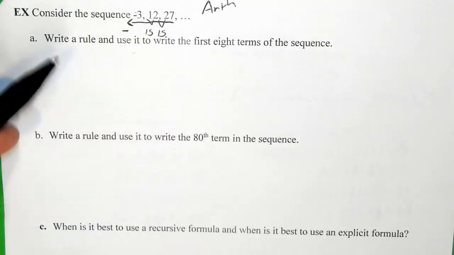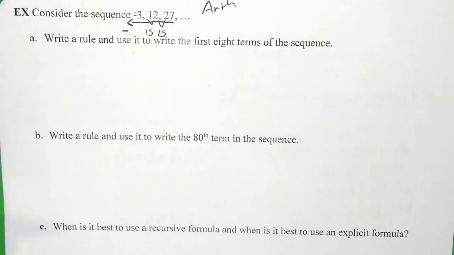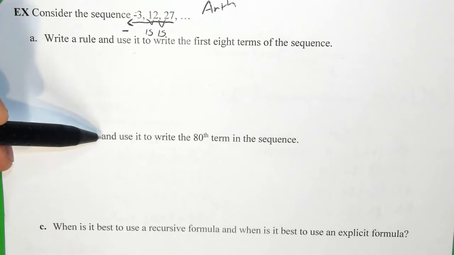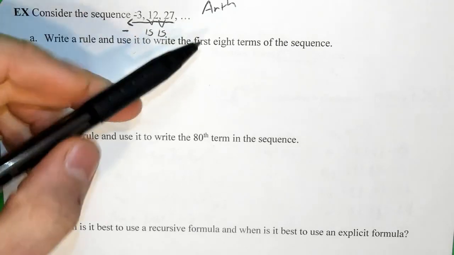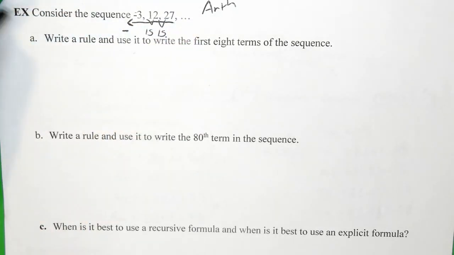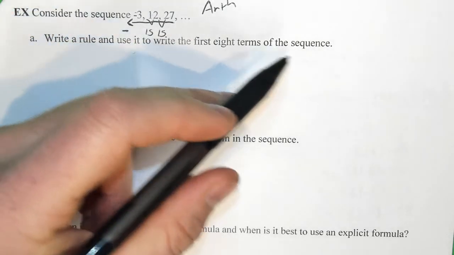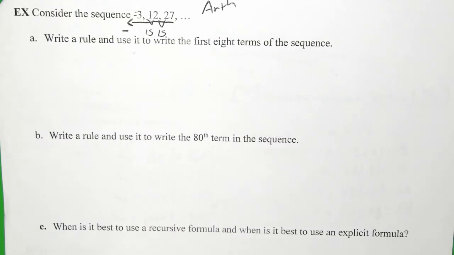Now I have a couple of questions that are similar to each other but slightly different. And that similarity is important and that difference is critical. So let's take a look. The first question says write a rule, and the second question says write a rule as well. The difference comes from the back part. For your first question, it says write a rule and use it to write the first 8 terms of the sequence.